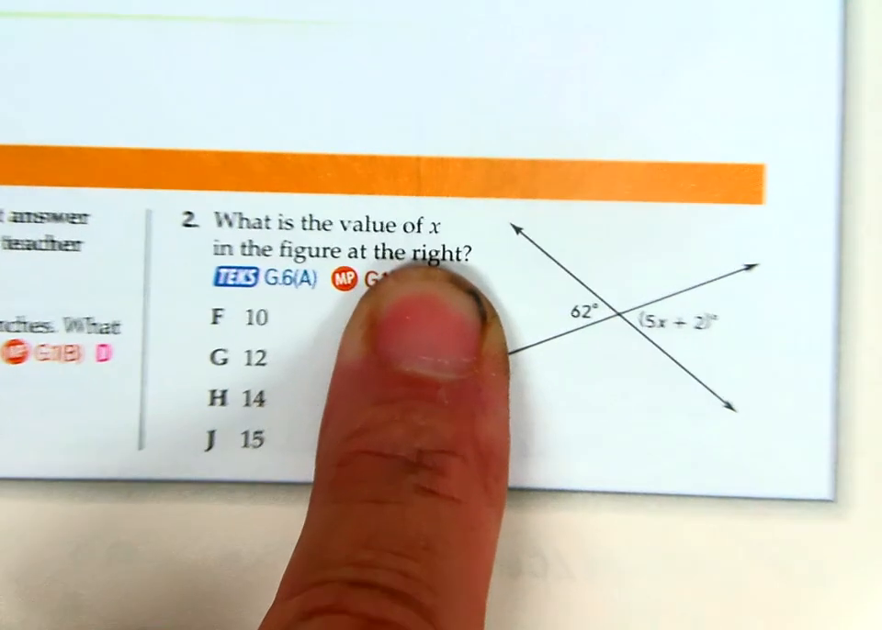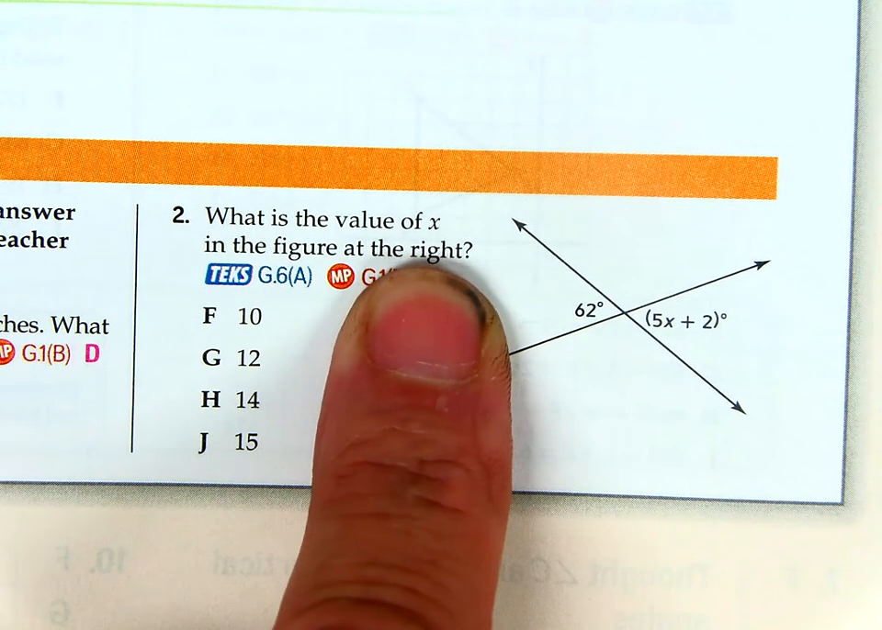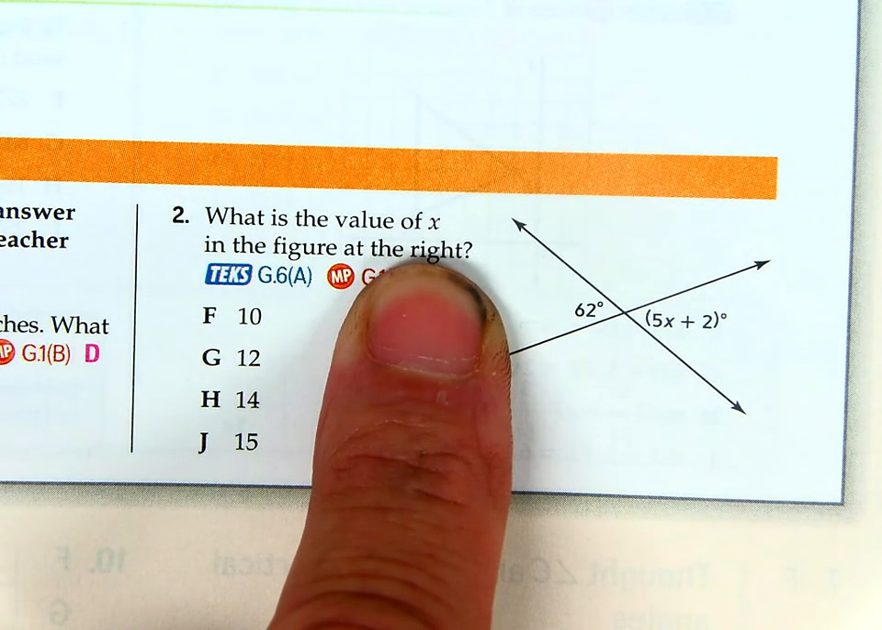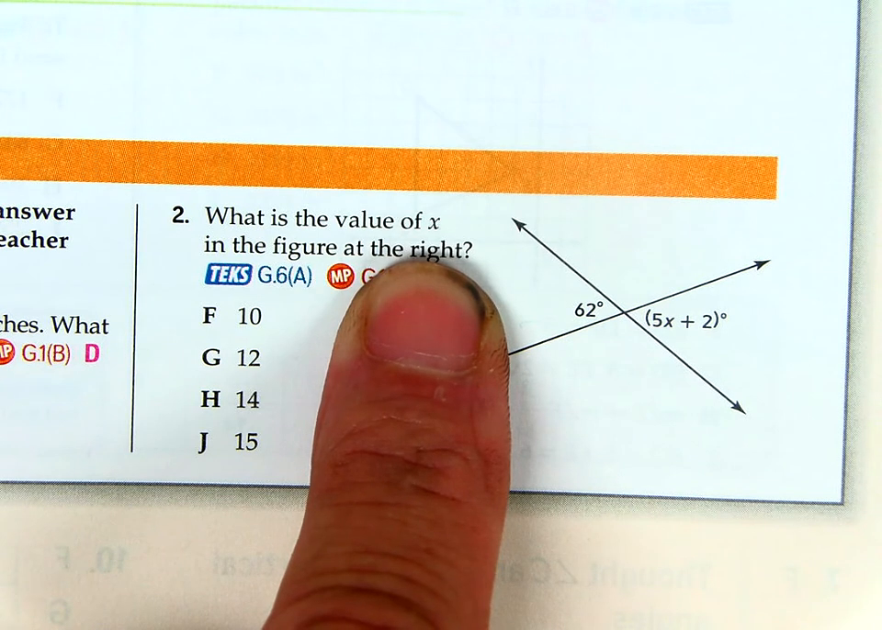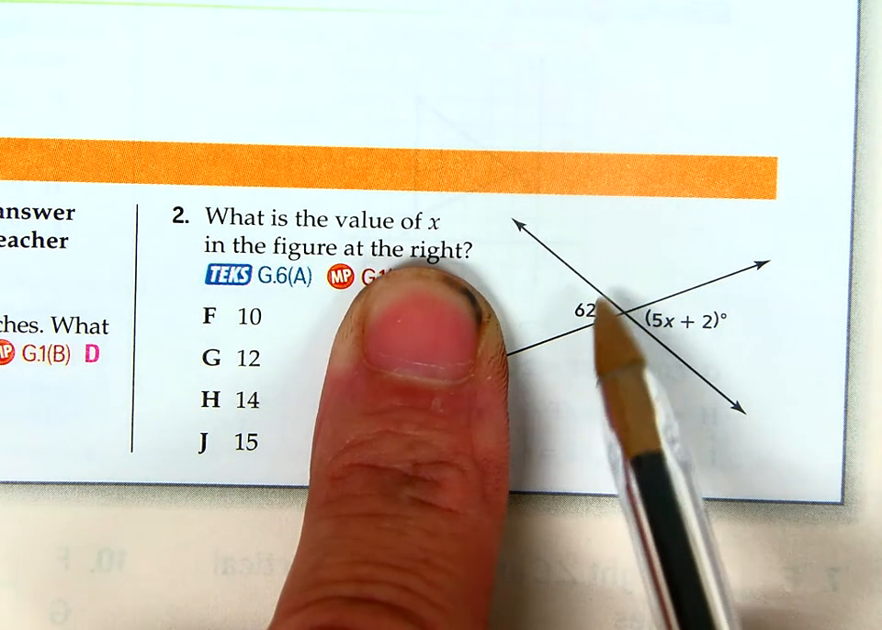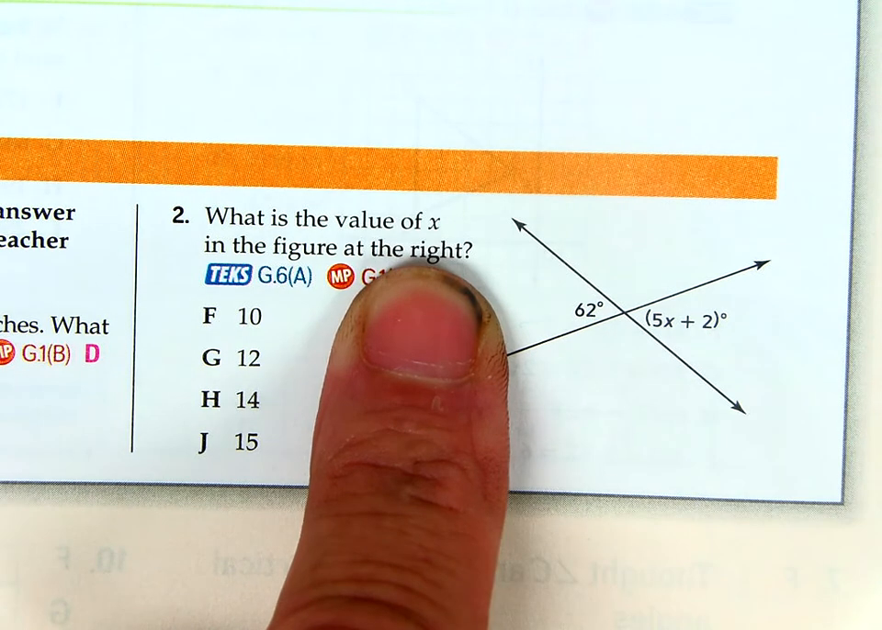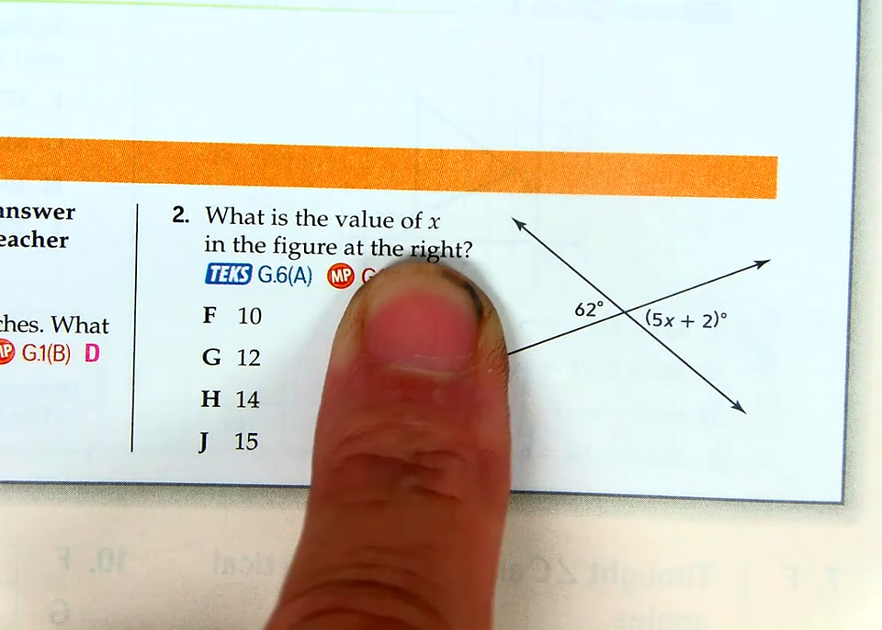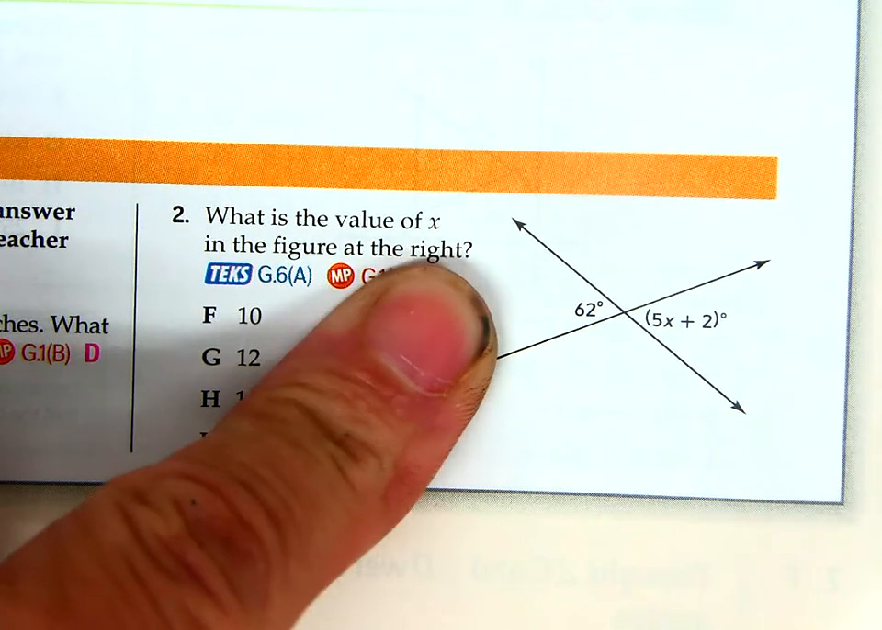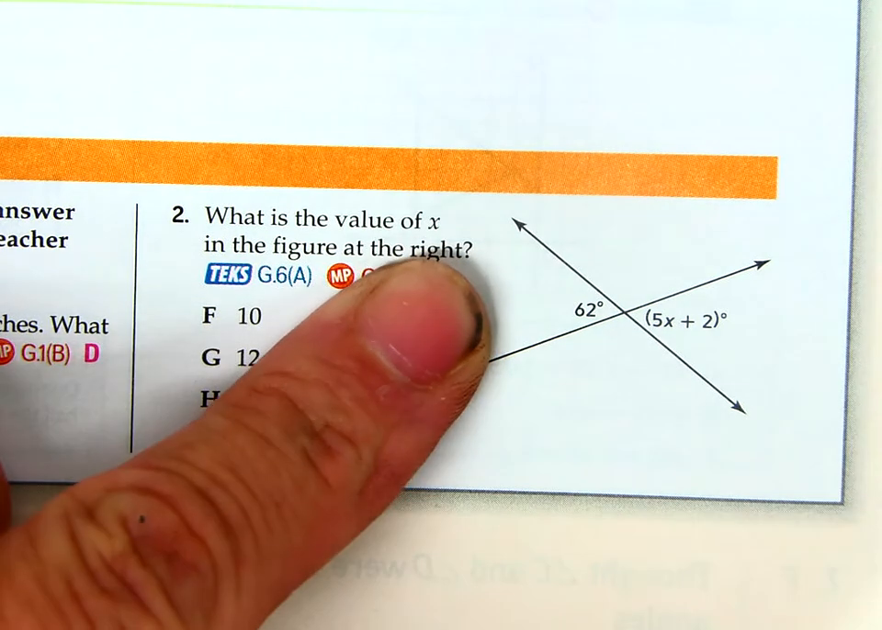What could you possibly make equal? Okay, so what can you make equal? 62 and 5x plus 2. That's right. 62 equals 5x plus 2 because those are vertical angles. That's your equation that you're going to use to solve for x.